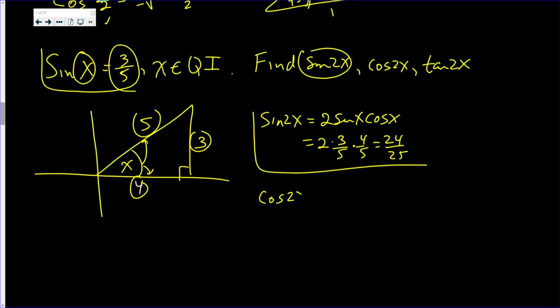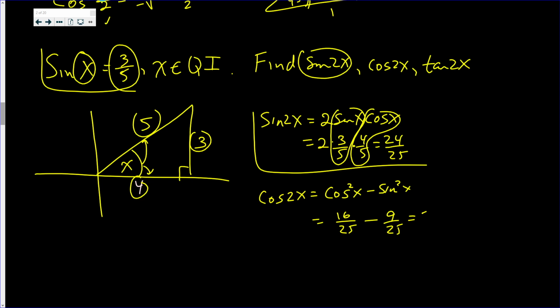The cosine of 2x is cosine squared x minus sine squared x. Well, cosine x was 4/5. We square it, we get 16 over 25, minus sine x was 3/5. We have to square it. So we get 7 over 25.